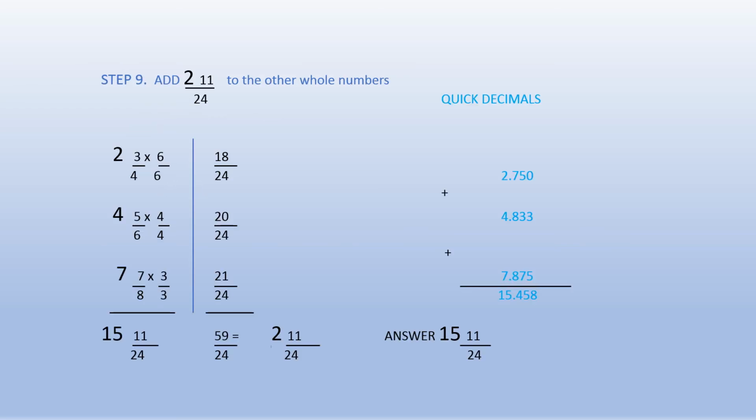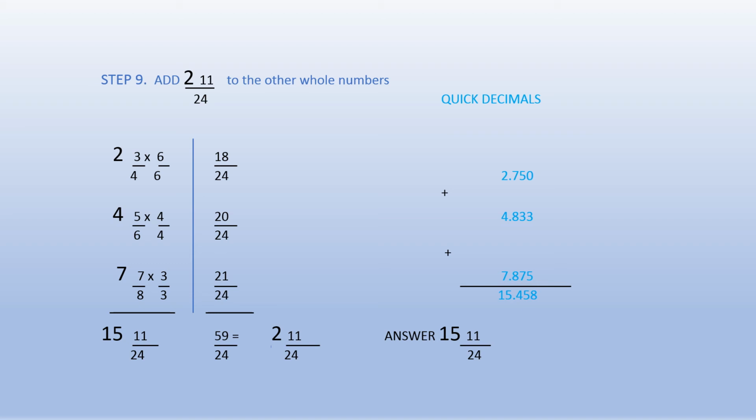The next step, we then add the 2 to the other whole numbers that we had originally. So we add the 2 to the 2, 4, and 7. Our answer will be 15 and 11 24ths. Now you notice this is a long process here. But if you change this to decimals, you can get your answer very quickly since you're using a calculator.